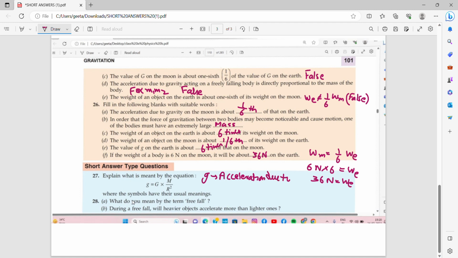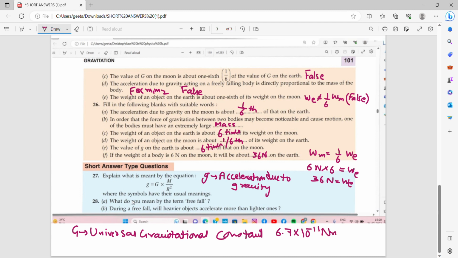You know what small g represents? Acceleration due to gravity. Capital G, universal gravitational constant. What is its value? Its value is 6.67. We'll round it off. It is 6.7 into 10 to the power minus 11 newton meter square per kg square. What does capital M denote? Mass of planet. What about capital R? Radius of planet. Am I clear?